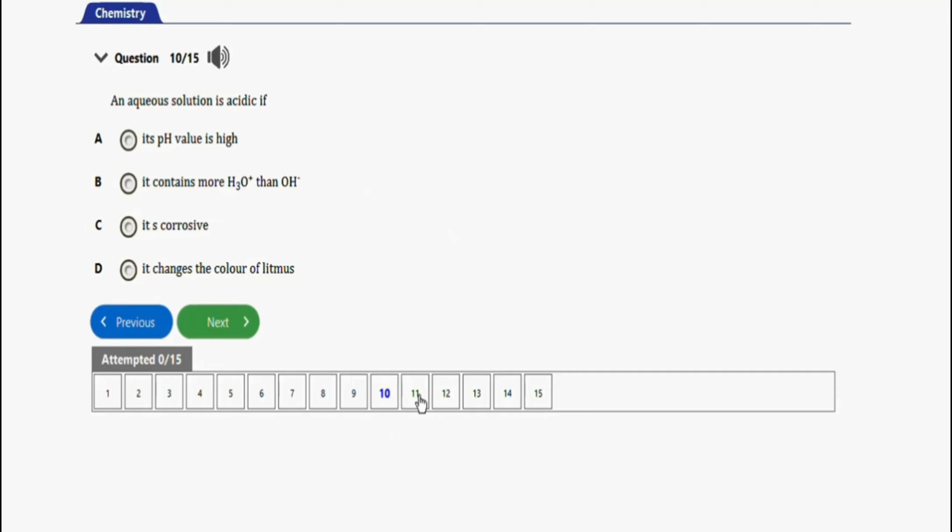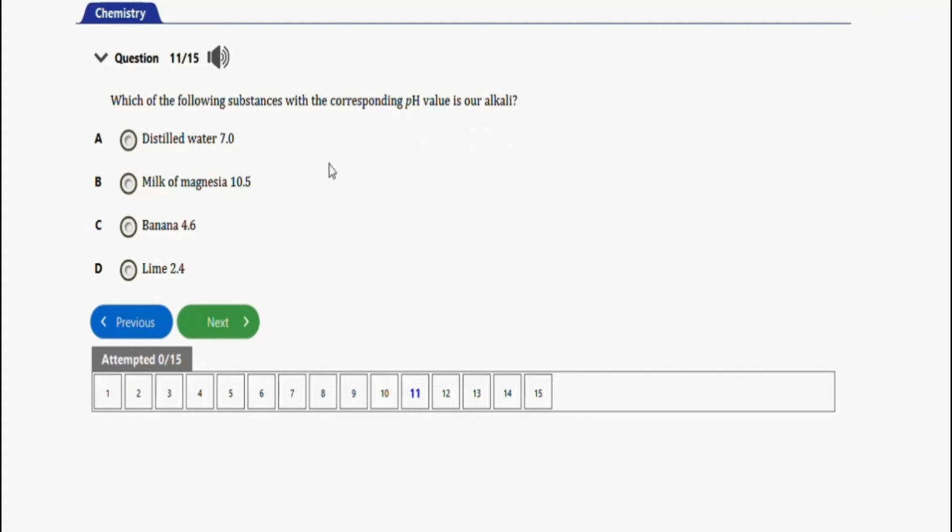Next question will be this one. It says which of the following substances with a corresponding pH value is alkali. So the right option will be option B, which is milk of magnesia, 10.5. So an alkali or alkaline solution has a pH more than 7. So the right option is option B.